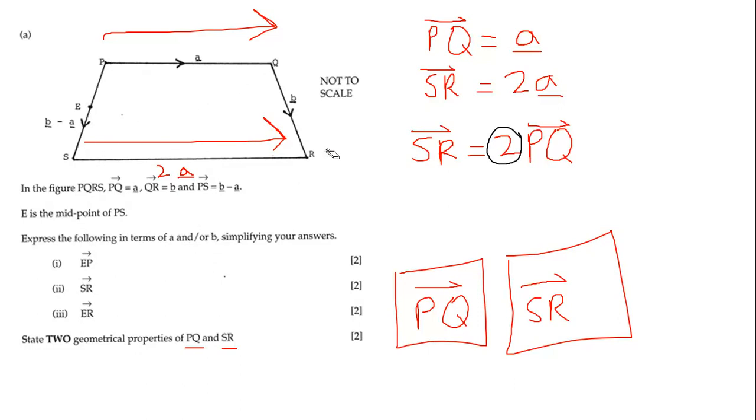So that's two things we can say for sure about the line segment PQ and the line segment SR. Number one, SR is twice as long as PQ. And number two, the lines PQ and SR are parallel to each other. Okay, so let's consider that.